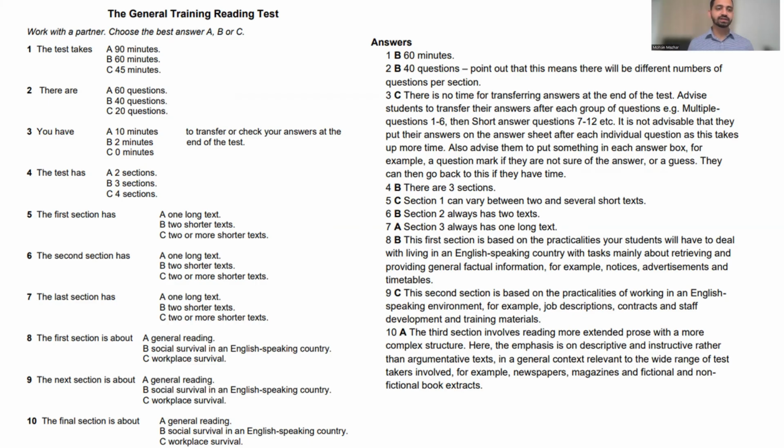Now 6, the second section has 2 short texts, right? So we discussed this, 2 short texts. B is the correct answer. The last section has 1 long text, right? 1 long text. The answer is A. The first section is about social survival in an English-speaking country. The answer is B. Social survival in an English-speaking country. Okay.